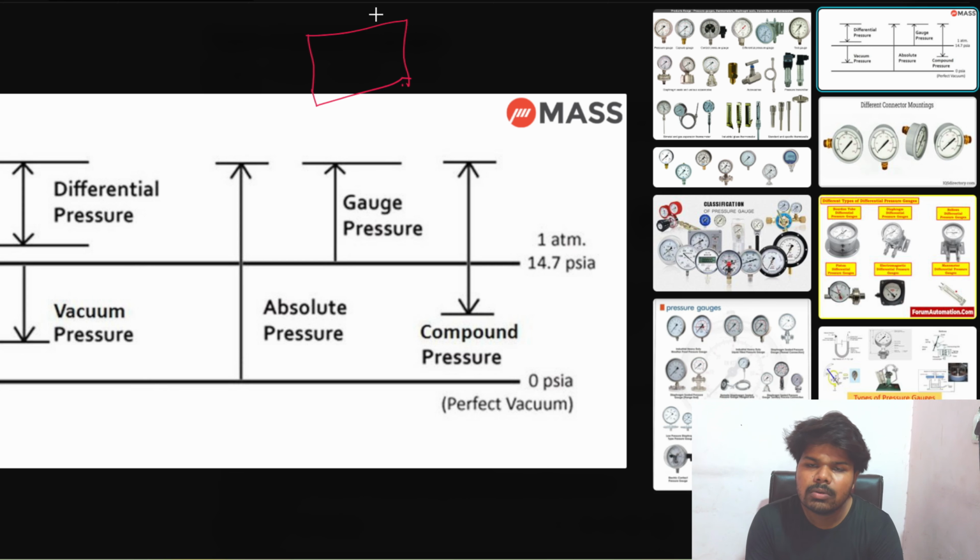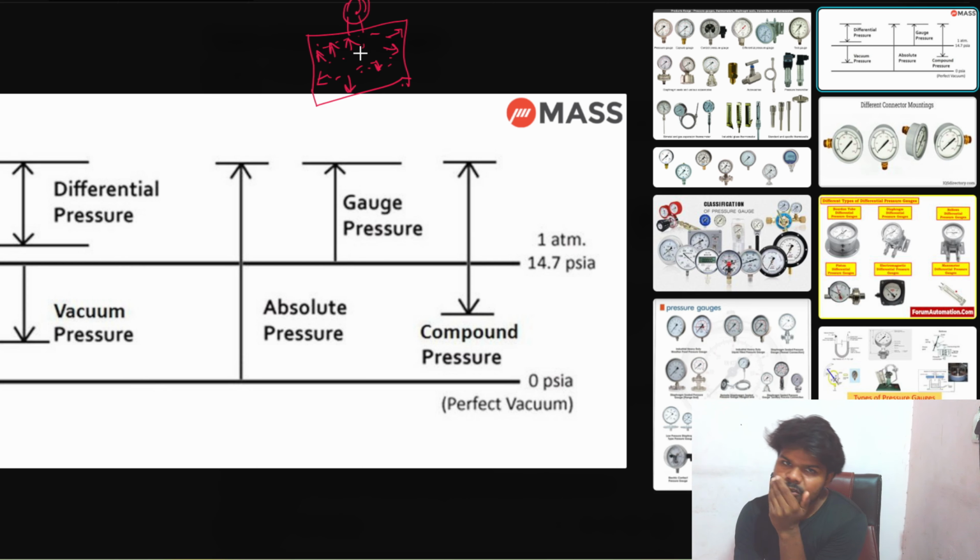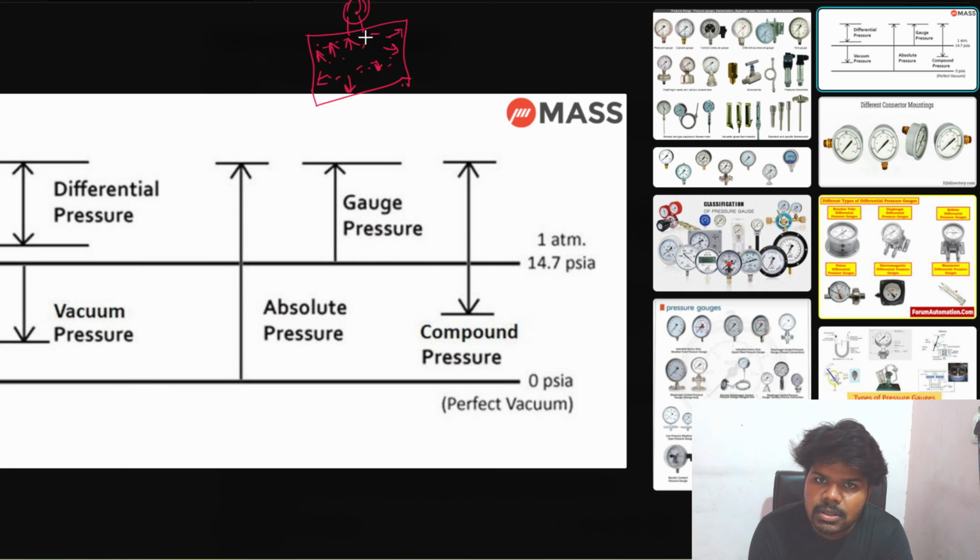So here a molecule is present. These molecules, how much pressure are they applying on each other and on the wall surface. Suppose a gas is present here, so the pressure is shown in the gauge. So this is a system.